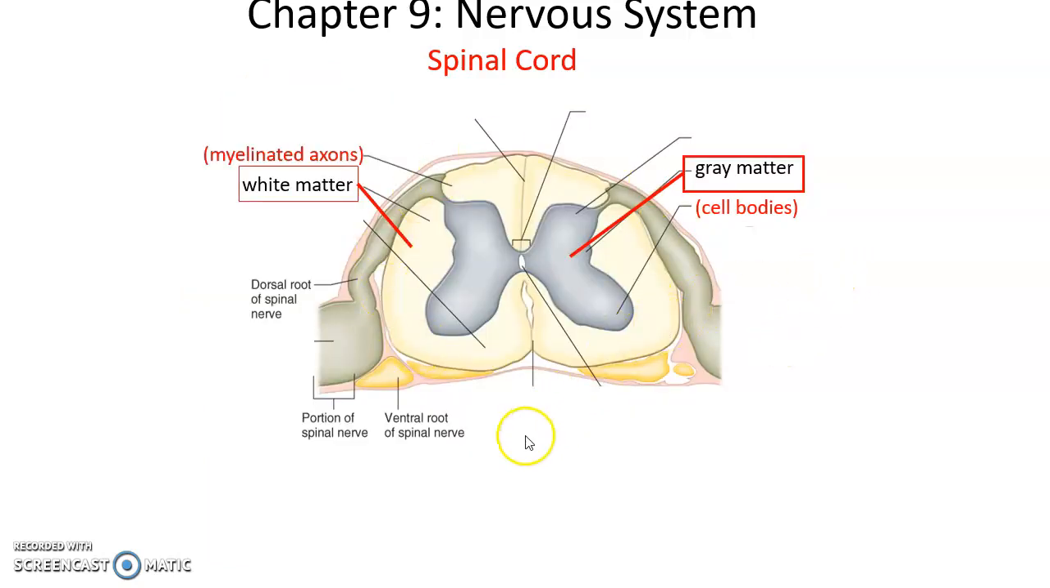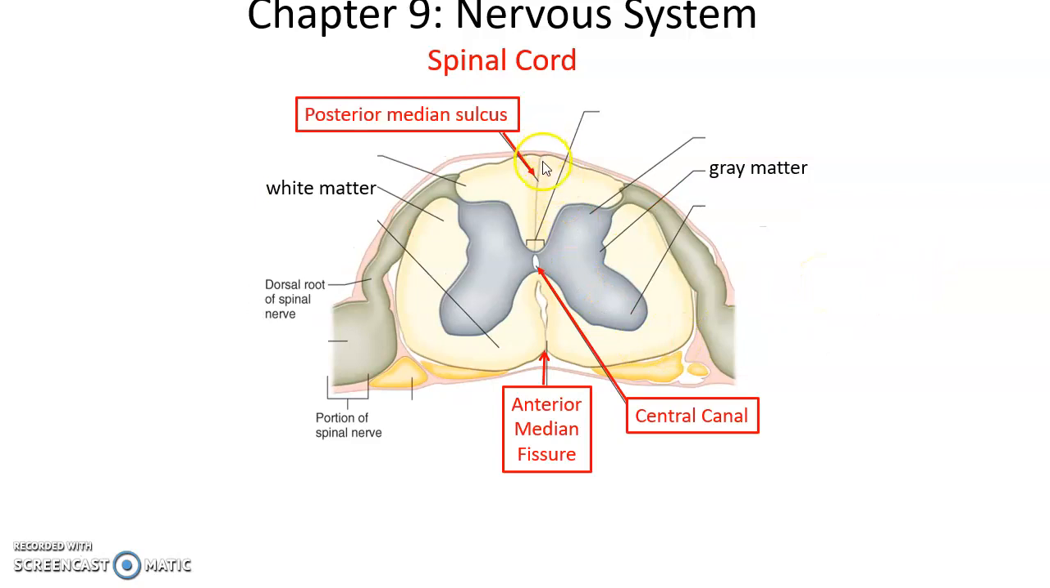Again, here is the axon with the white matter. We have lots of myelinated axons, and in the gray matter, we have lots of neural cell bodies. The space in the posterior side of the spinal cord is called the posterior median sulcus. The space in the anterior area is the anterior median fissure. So the spinal cord is almost broken in half by the posterior median sulcus and the anterior median fissure. Then in the center area is a small hole that forms part of the central canal. Cerebrospinal fluid runs through the central canal, running up and down the length of the spinal cord.